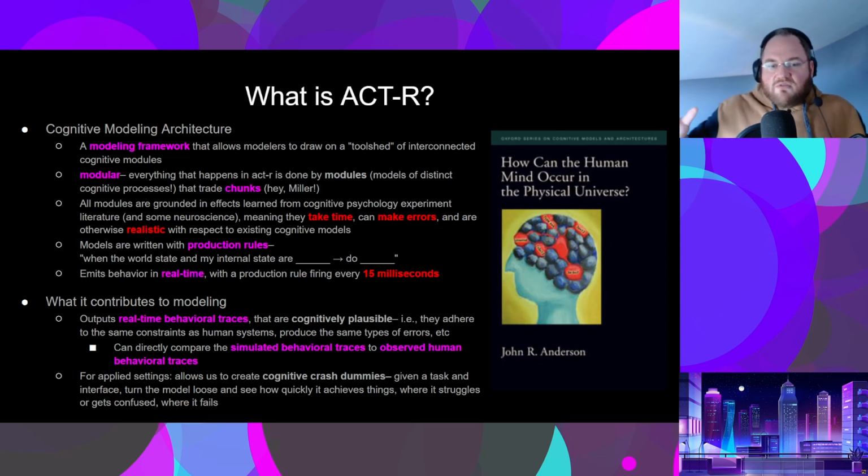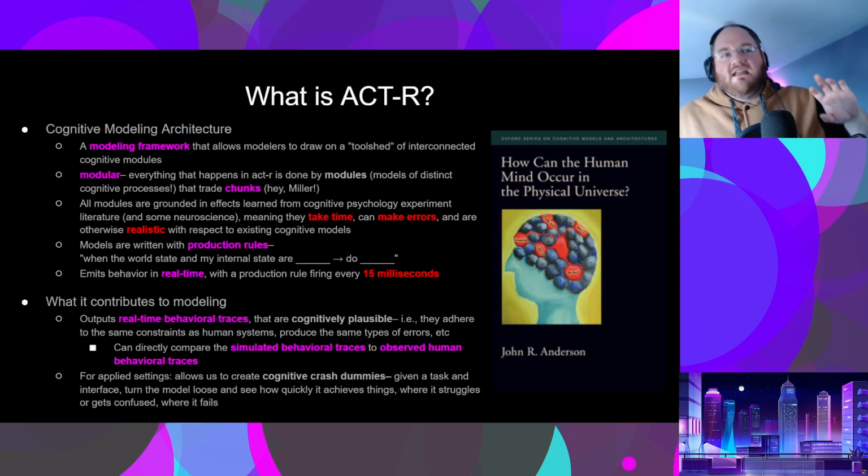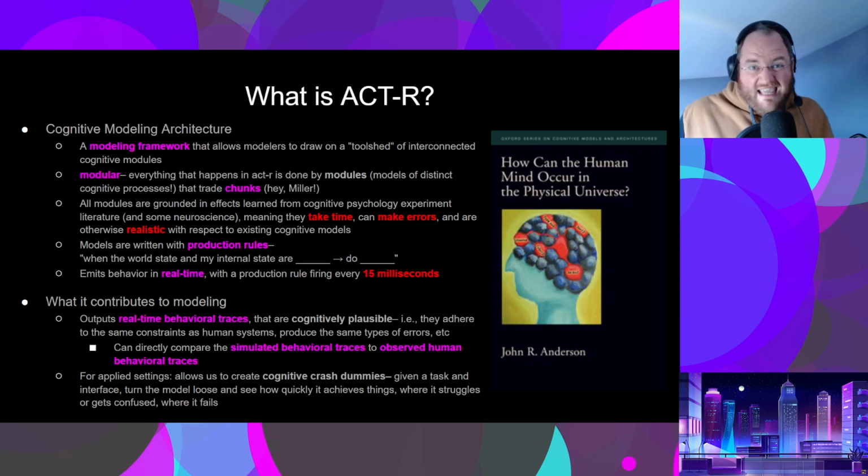What's the whole deal here? Like, what is it doing for us as this ecosystem? We'll talk more about its structure in a minute. What it does is it outputs these really robust real-time behavioral traces, right? And they are cognitively plausible, right? They adhere to the same constraints that we know of that human systems do. They produce the same errors. They behave as close to the same way as we can get at this level of analysis.